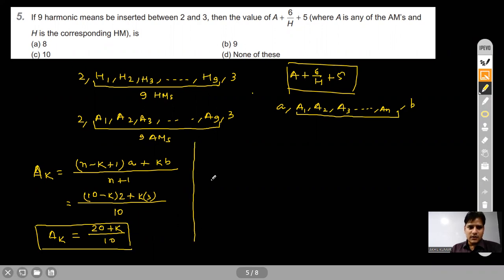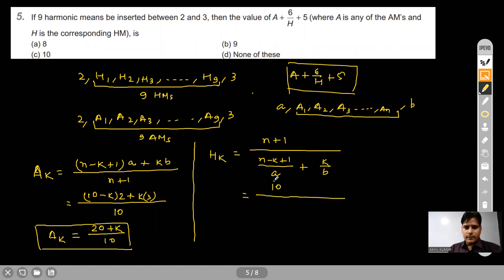And similarly, what will be the kth harmonic mean between A and B? So the kth harmonic mean will be n plus 1 upon n minus k plus 1 upon A plus k upon B, right? Where n is equal to 9 and A and B are equal to 2 and 3 respectively. So n plus 1 will be 10 upon 10, n plus 1 again, 10 minus k. What is A? A is 2. And what is B? B is 3.